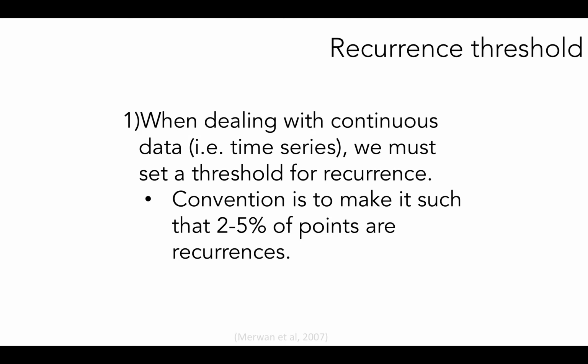And the convention is essentially to make it such that 2 to 5% of the points on the plot are recurrences. So when you see the plot in a moment here, you understand what I'm saying. That's because if you do much more than that, you're just going to have a plot that's completely filled out and you're not going to be able to parse any information out of it. Whereas if it's too small, it's just going to be empty.